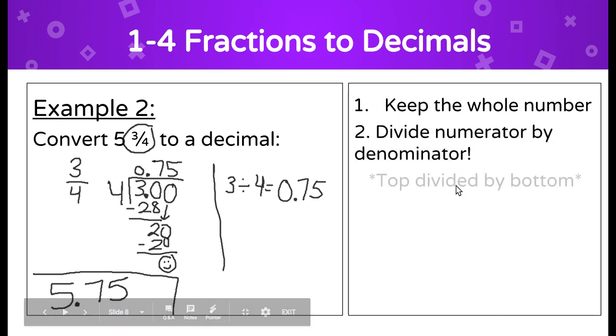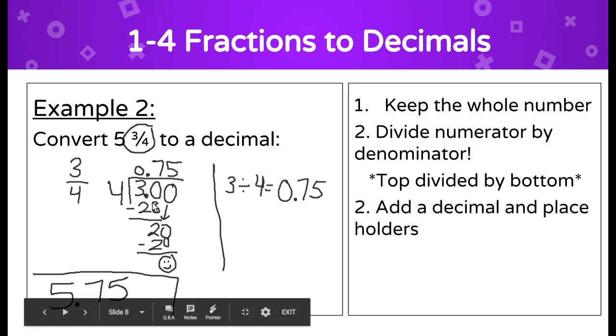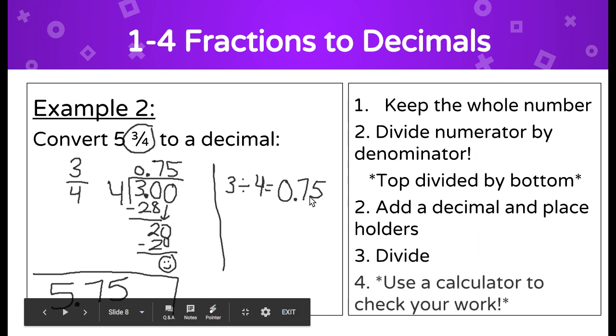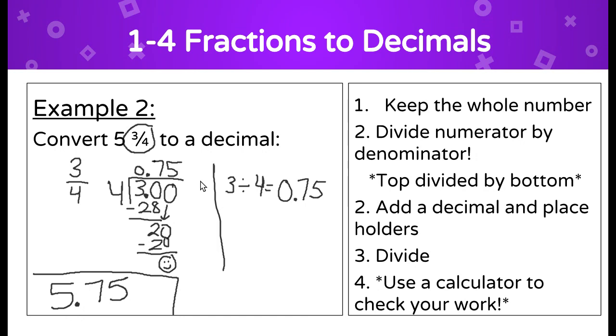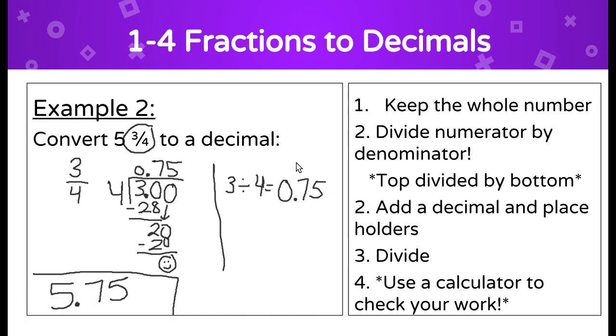We're going to divide the numerator by the denominator, and again, top divided by bottom. We're going to add the decimal and the placeholders if you're dividing by hand. And then it's always good to check our work with the calculator. If you're having a hard time doing this, I will let you just type it into the calculator, but you still have to show this as the work, because this right here shows us that you understand what operation needs to occur.